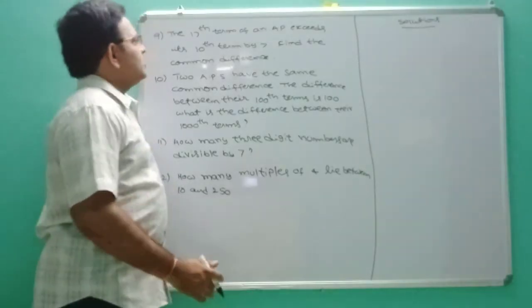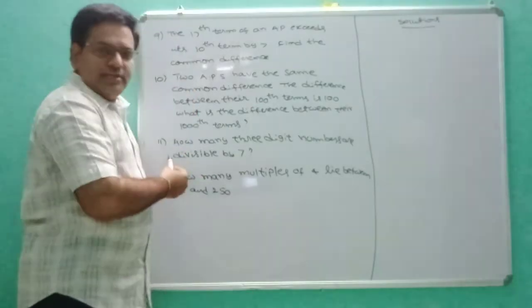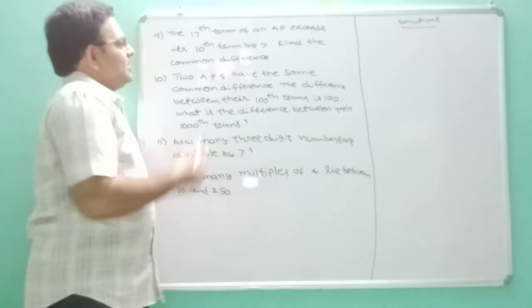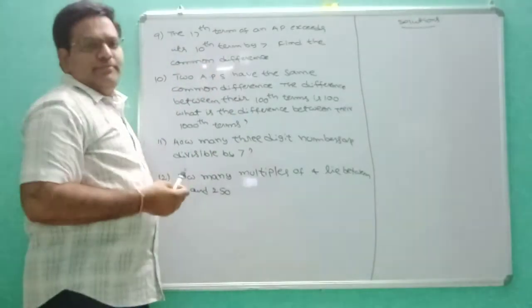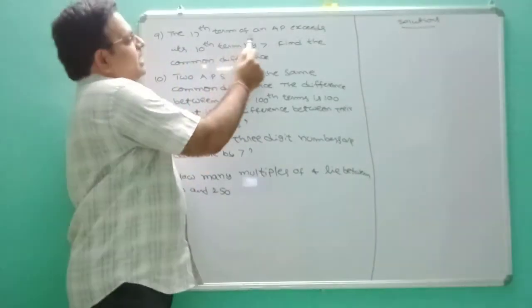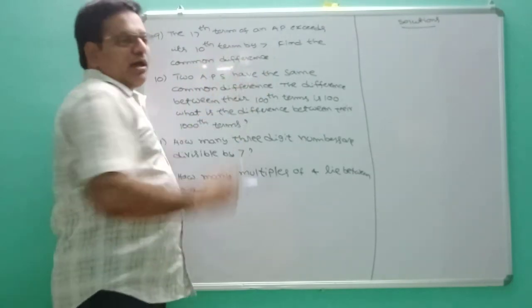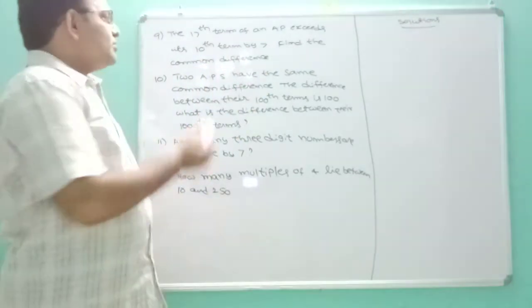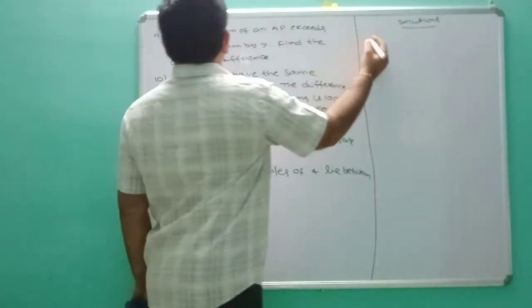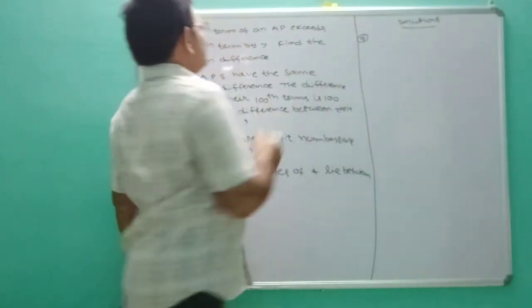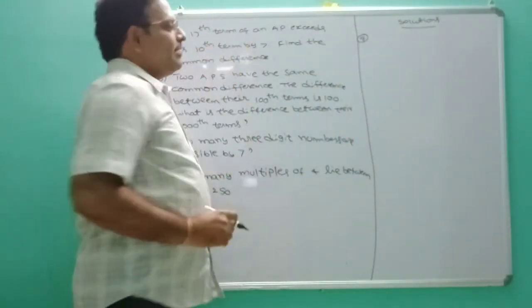Now, in this section, we will discuss the ninth, 10th, 11th and 12th questions. In the ninth problem, the 17th term of an AP exceeds its 10th term by 7. Find the common difference. To solve this type of question, first you take the 17th term.